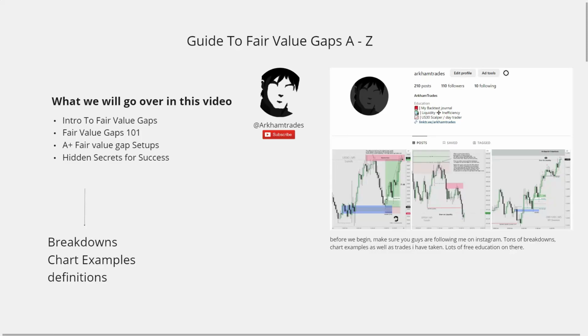Today we're going to get into the guide to fair value gaps A through Z. So in this video overall we're going to go over the intro to fair value gaps 101, some A+ setups for fair value gaps, and hidden secrets for success trading fair value gaps that I've learned along the way. So overall we're going to go over breakdowns, chart examples, and definitions.